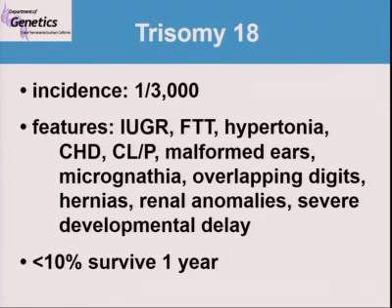All of these kids show intrauterine growth retardation and failure to thrive. They tend to be hypertonic as infants. They have their share of congenital heart disease. They may have facial clefts, cleft lip and palate, dysplastic ears, small chin, overlapping digits, not always but often. They may have renal anomalies, and they have severe developmental delay. Most of these kids don't make it to their first birthday. Their life expectancy is usually measured in weeks or months.